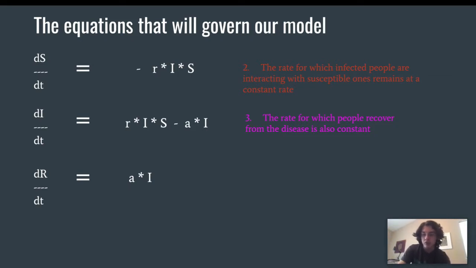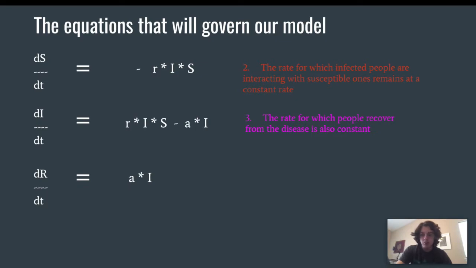This lowercase r is this rate of contact, which refers to our assumption in number 2. And it's multiplied by, in other words, it's proportional to I, which is just the amount of people that are infected at a certain time. And it's also multiplied by the number of susceptible people S, since it is proportional to the amount of people who are susceptible as well. The S and the I being multiplied, being next to each other in the equation, symbolizes how they are interacting with each other, and the r represents the rate of that interaction.